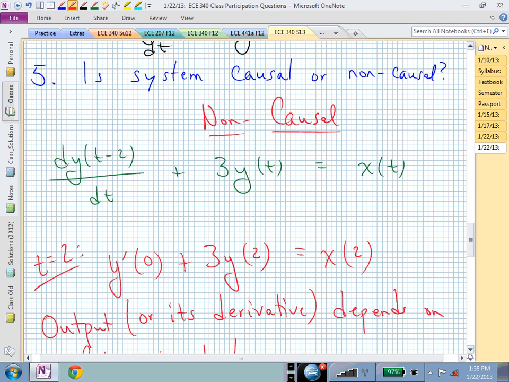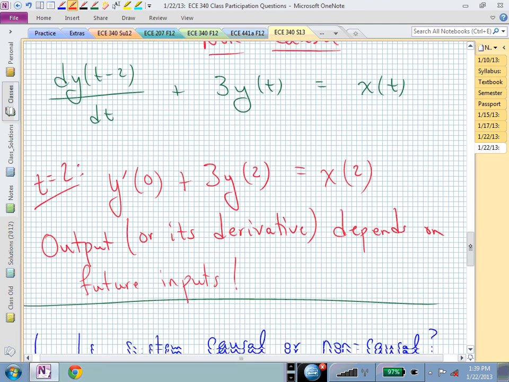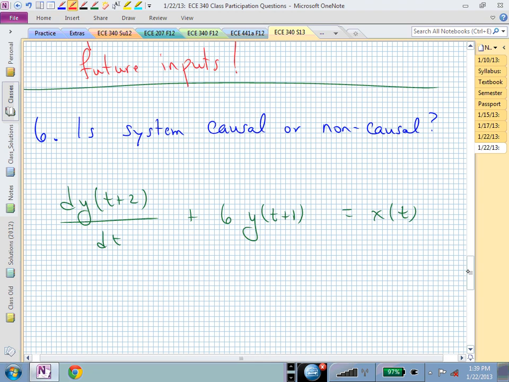Yes, I think this is what I hear you saying: if the right-hand side was x of 0 for this particular system, and y prime could have been of 2, then this would have been just dy of t dt, and it would have been causal, because the present input would be adjusting or influencing the present output and its derivatives. Let's do another one. Is this system causal or non-causal?